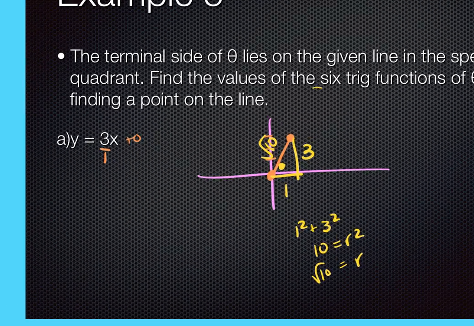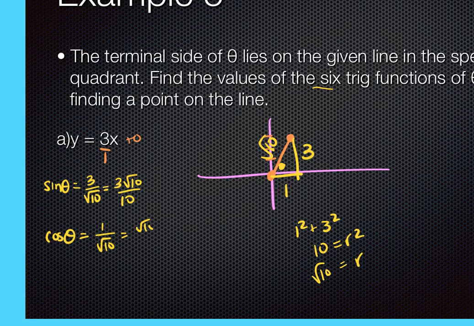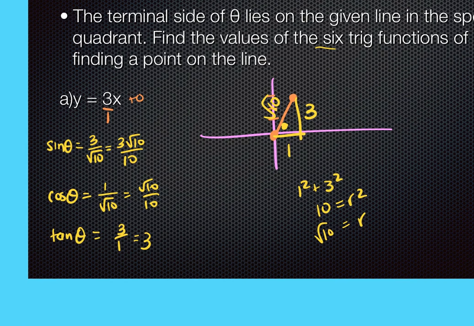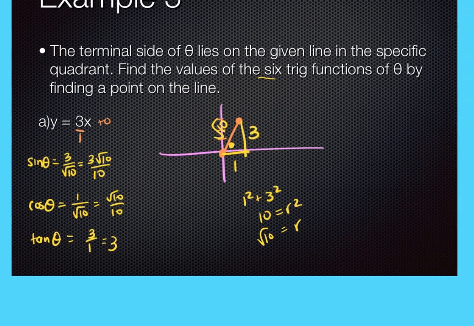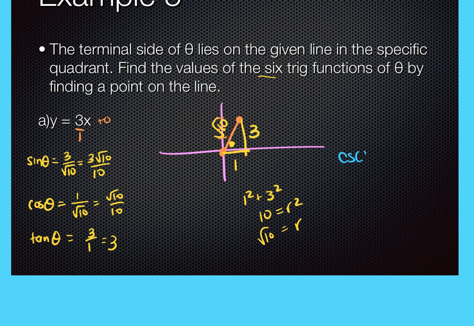And then it wants you to find all 6 again. So sine, opposite over hypotenuse, which gets rationalized. Cosine, adjacent over hypotenuse, which gets rationalized. Tan, opposite over adjacent, which is just 3. And then we flip them to get their reciprocal functions. Cosecant, flip before we rationalize, root 10 over 3. Secant, root 10. And cotangent, 1 over 3.